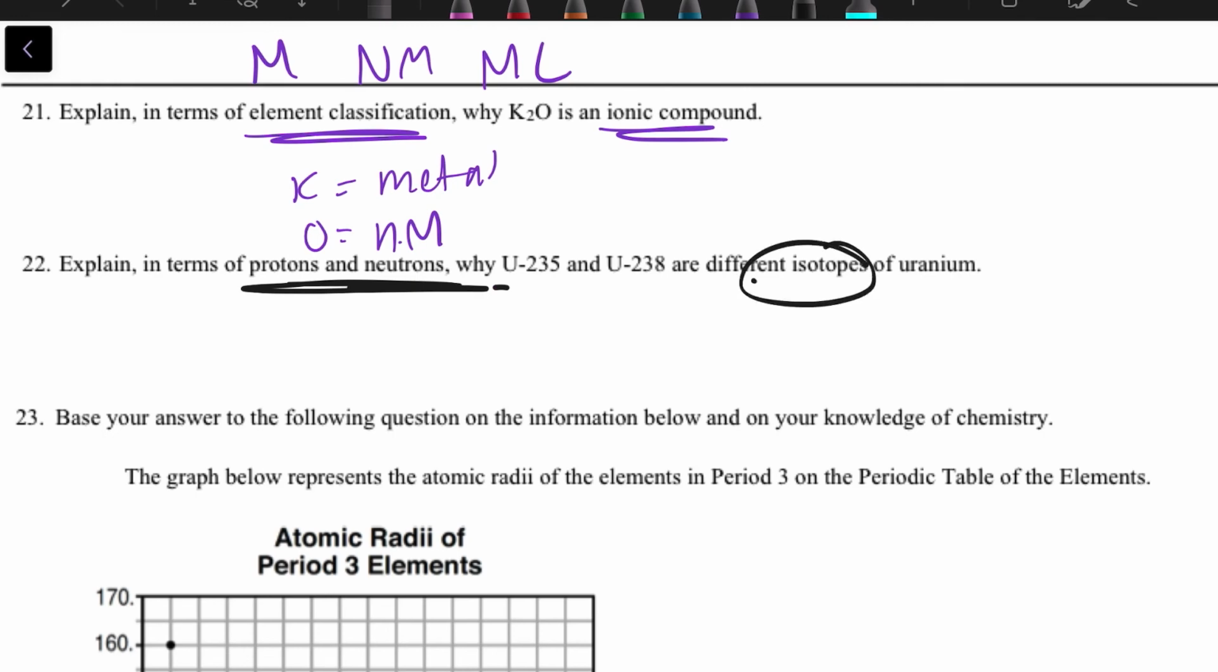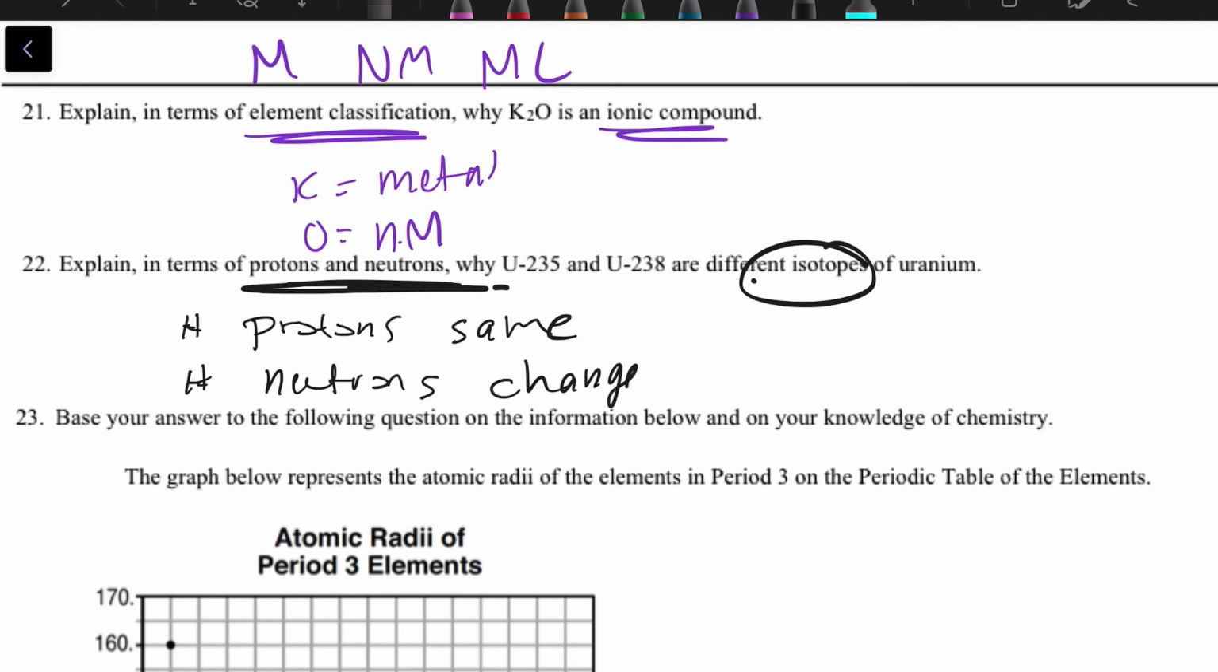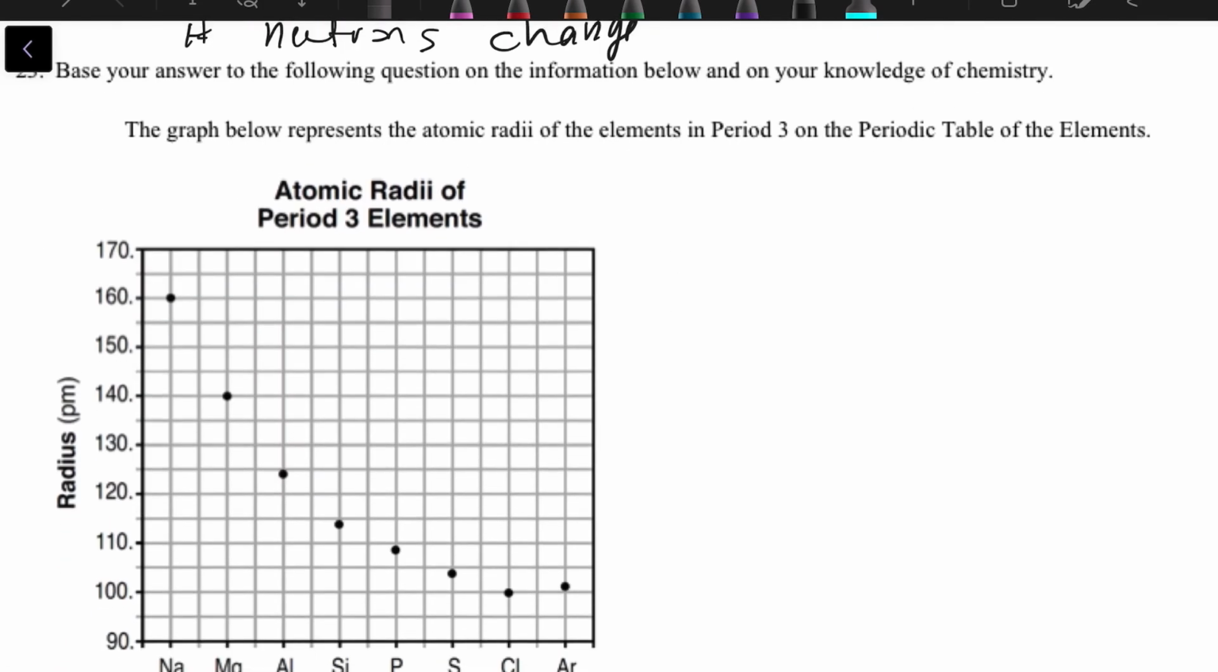Number 22, explain in terms of protons and neutrons why U-235 and U-238 are isotopes. So as we said before, isotopes are the same element but a different mass. And if you wrote that as an answer, yes, it's accurate information, but it would be marked wrong because it's not what the question is asking you for. So an isotope is an isotope because the protons stay the same and the number of neutrons change. So you have to make sure if it says in terms of, whatever it says in terms of, that is in your answer.